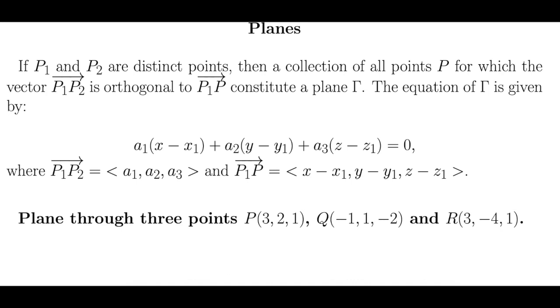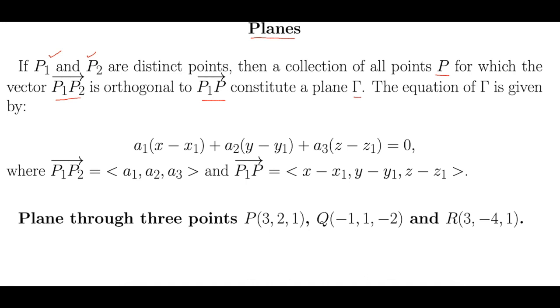Hello, so in this video we'll start talking about planes. Let's start with the definition. Let's say we have P1 and P2, some distinct points. Then a collection of all the points P for which the vector P1P2 is orthogonal to P1P constitutes a plane, which we call gamma here.